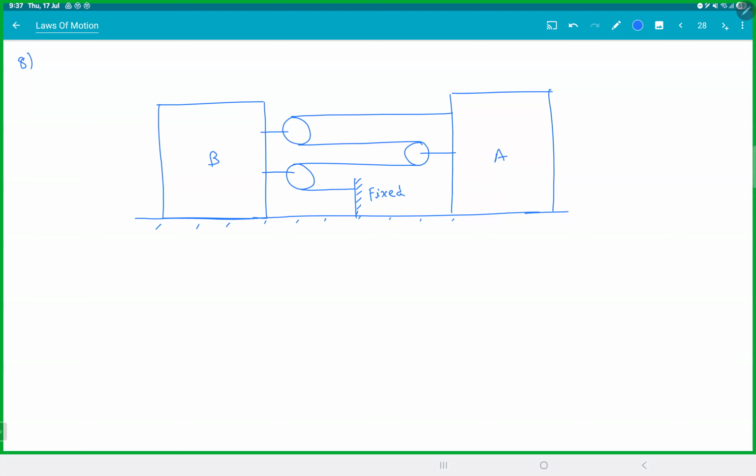There, we have two blocks here, A and B. Velocity of A is U. Velocity of B, we don't know. Someone is pulling A, that's why it is moving. It won't go on its own. This is a point P on the string, and this is Q, a point on the string. Find velocity of B, velocity of point P, and velocity of point Q.